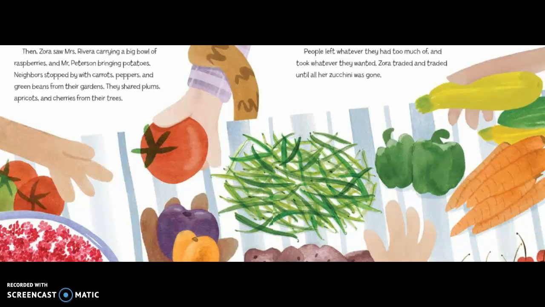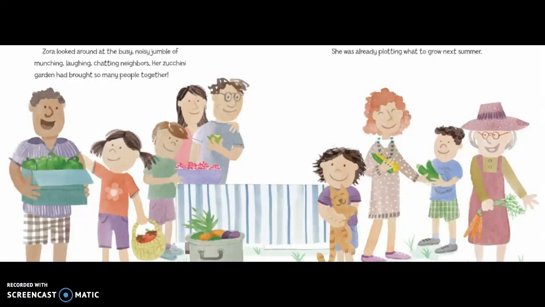Now, let's look at the end. How did the story end? Zora noticed everyone was happy being together, sharing their vegetables with each other, and she already made a plan of what she was going to grow next summer. Wow, that story had a happy ending.